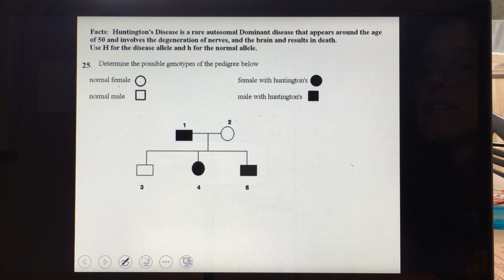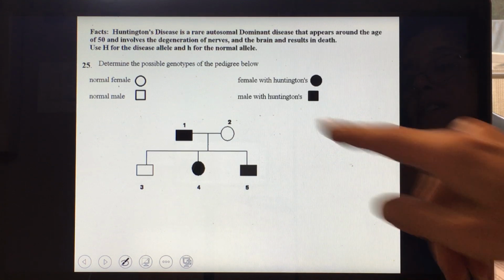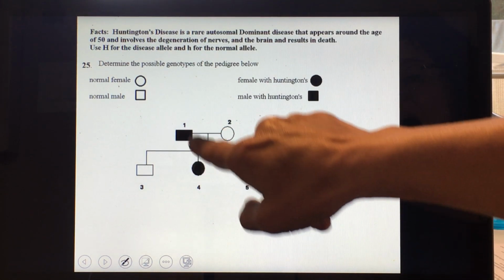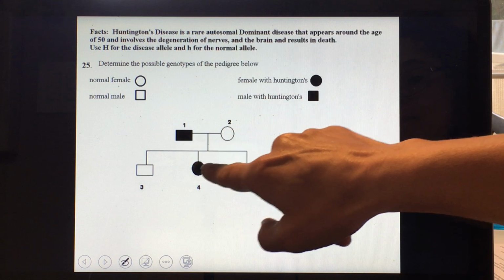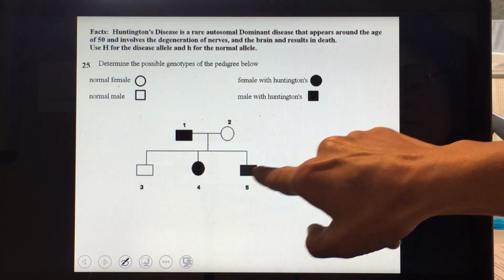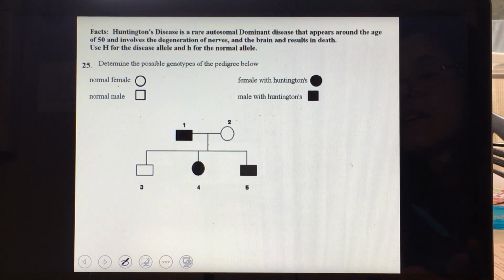Huntington's disease is dominant. So in this case, the individuals that are filled in have Huntington's disease. So we don't want to start off this time with the ones that are filled in. This time we want to start off with the ones that are not filled in because we know they have to be homozygous recessive for Huntington's disease.